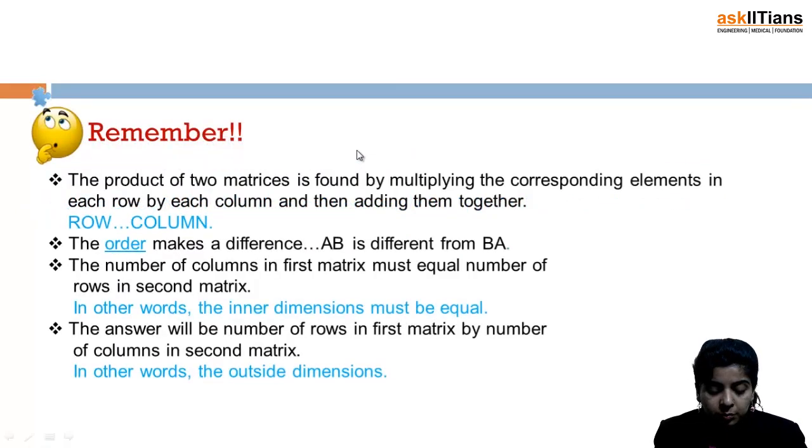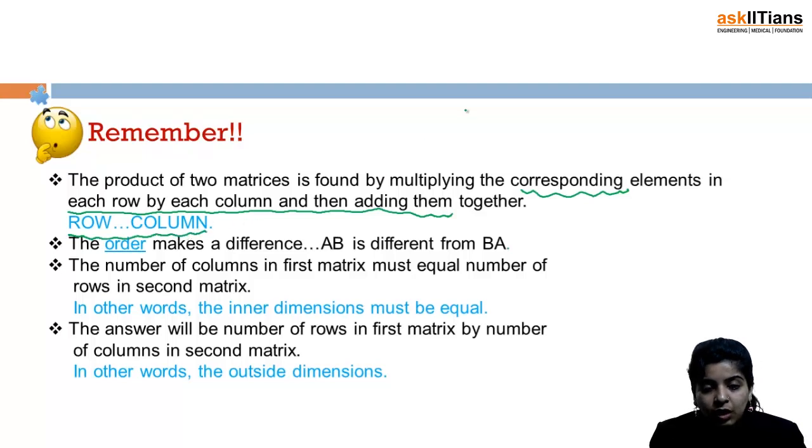Okay, now we have certain important points that we have in fact already discussed that you must remember, right? So the product of two matrices is found by multiplying the corresponding elements in each row by each column and then adding them together. So you just need to remember this sequence, that row then column. How do we proceed to multiply the two matrices? As we have discussed, you always take this row and you multiply it with this column first, right? So row of this multiplied by column of this and so on. The order makes a difference. Obviously AB is different from BA, as we have already discussed.